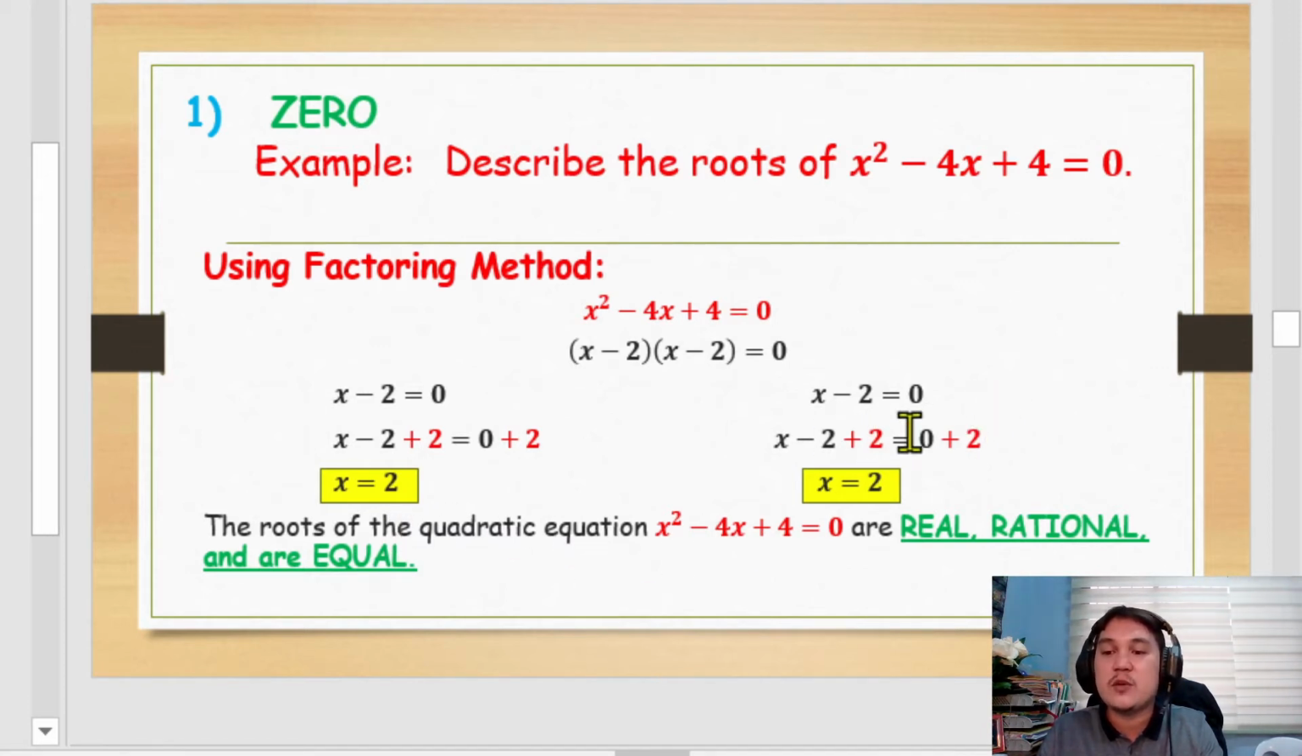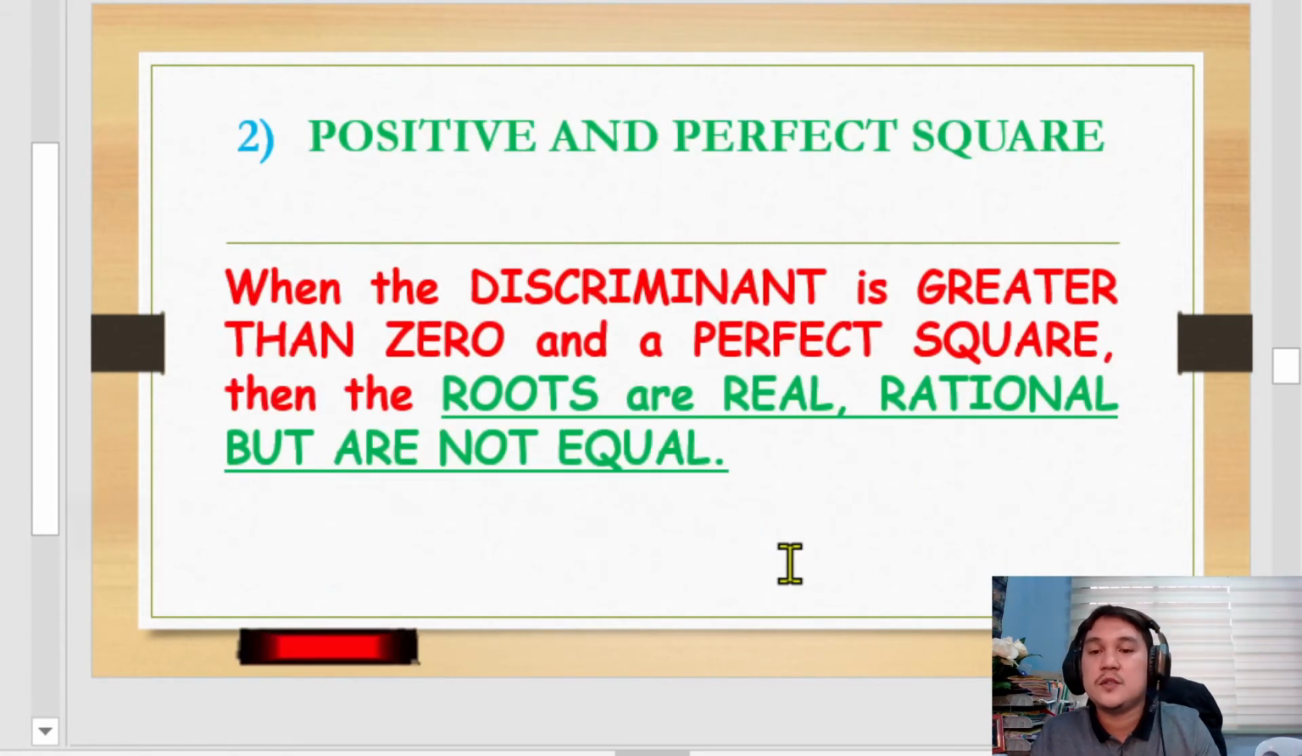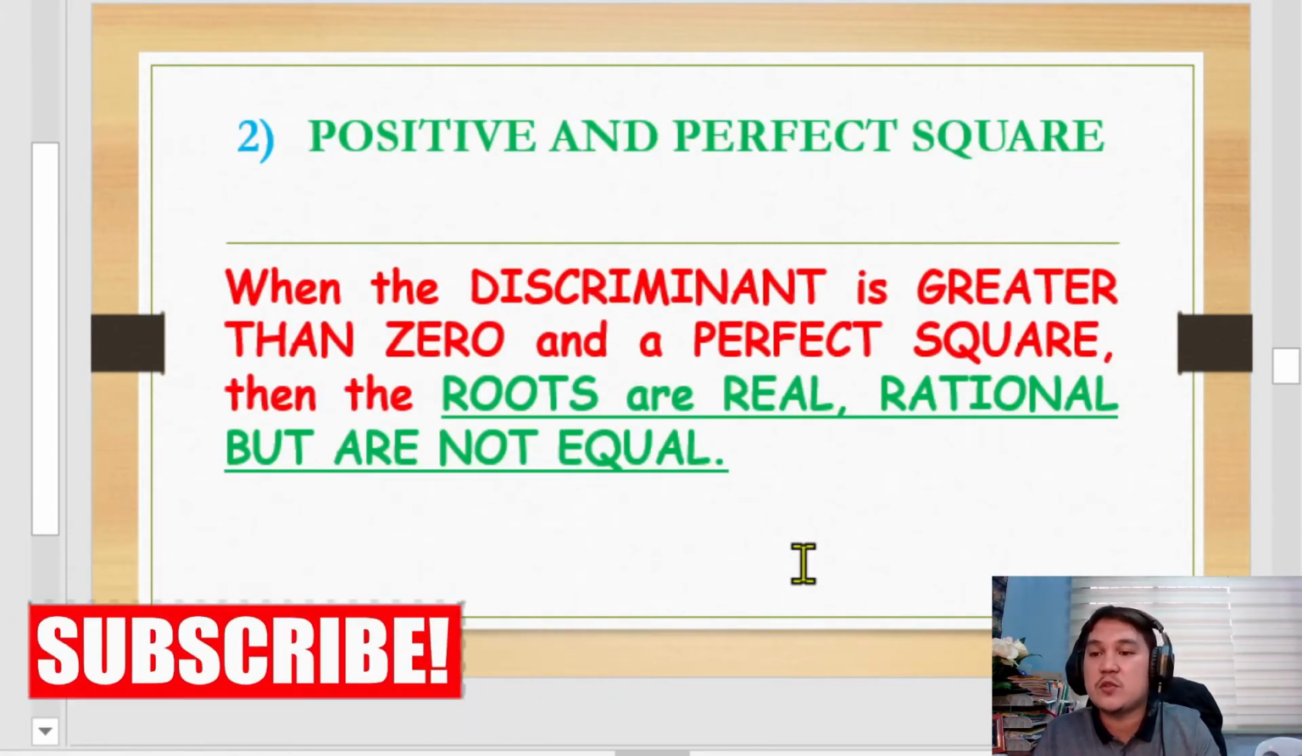That is also the same at the other side. So x minus 2 is equal to 0. X minus 2 plus 2 is equal to 0 plus 2. Negative 2 plus 2 becomes 0. And then 0 plus 2 is 2. So x is equal to 2. As you can see, one x is equal to 2, and the other one is also equal to 2. So the roots of the quadratic equation x squared minus 4x plus 4 is equal to 0 are real, rational, and are equal.